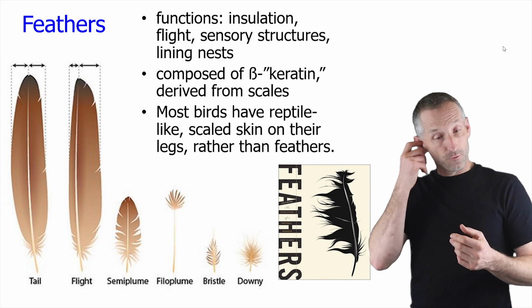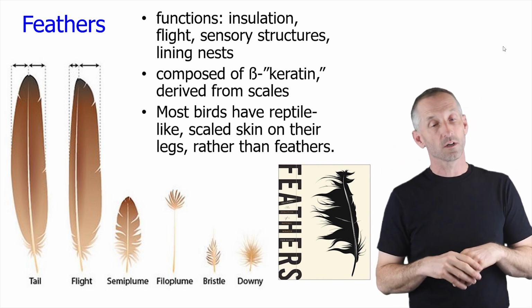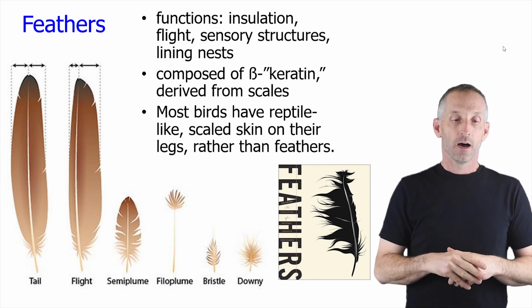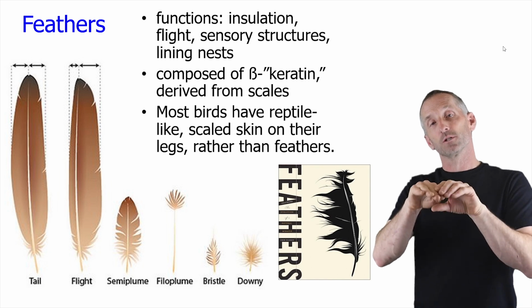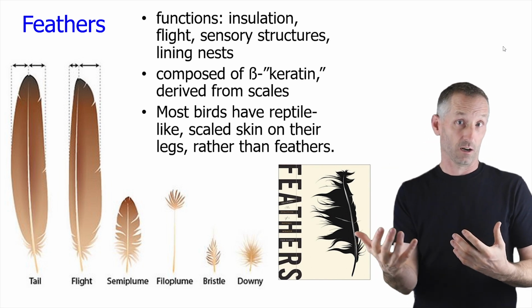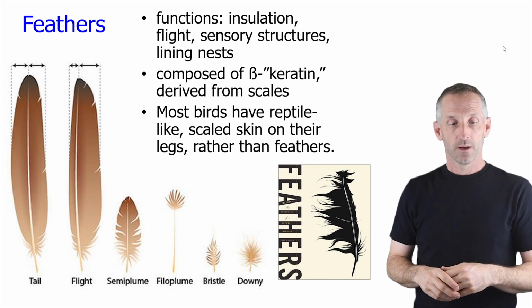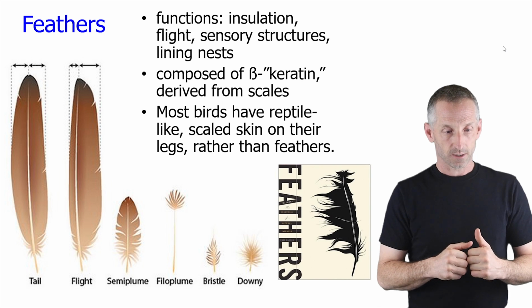Now, feathers have many different functions. They're used for insulation, flight, for sensory structures, for lining nests. And they're composed of this beta keratin, which is the same structure that was basically waterproofing the skin of reptiles. So this is clearly their reptile ancestry. And they still have some of those reptile-like scales on their legs rather than feathers.